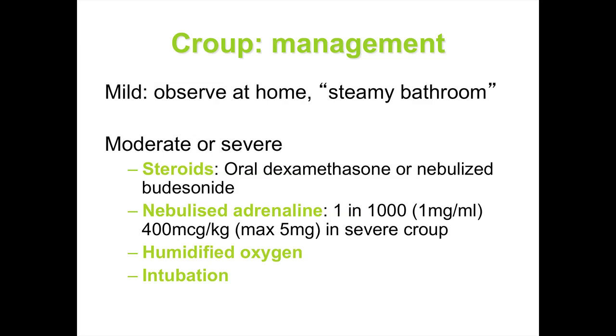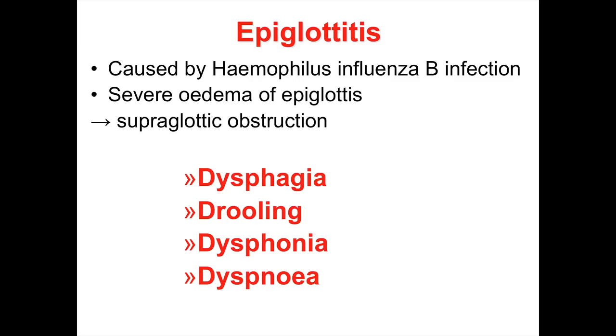Other therapies include humidified oxygen and intubation. Intubation would be needed in approximately 1 to 2% of hospitalised children with croup and is needed due to worsening obstruction or simply exhaustion.